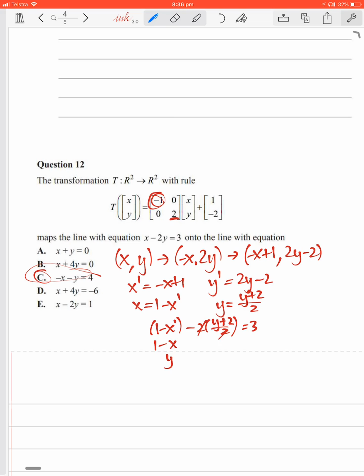1 minus x dash minus y minus 2 equals 3. Once you sub it in, you can get rid of the dash. 1 minus 2 is minus 1. Bring it to the side, plus 1. Minus x minus y equals 4.